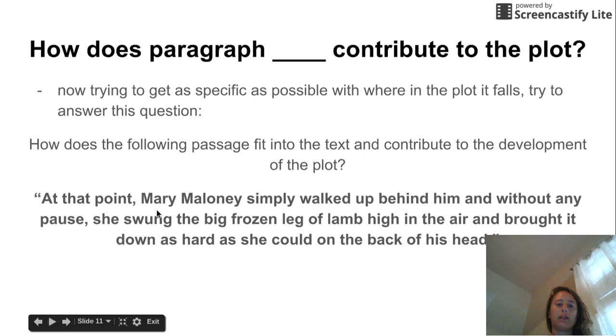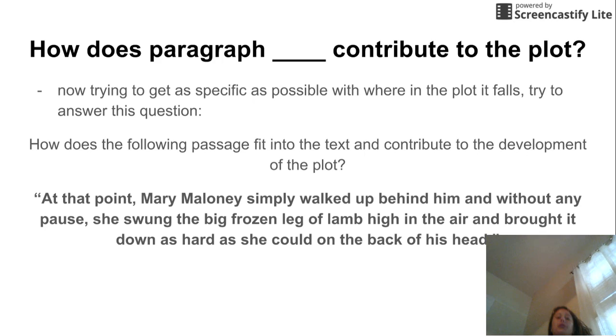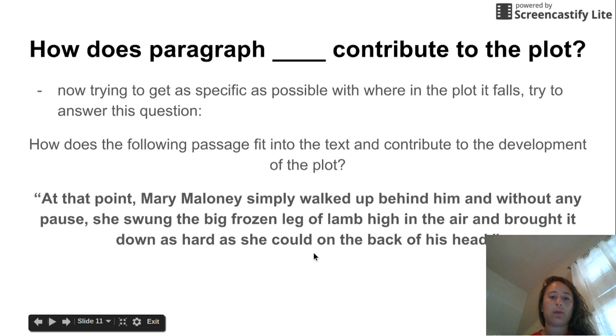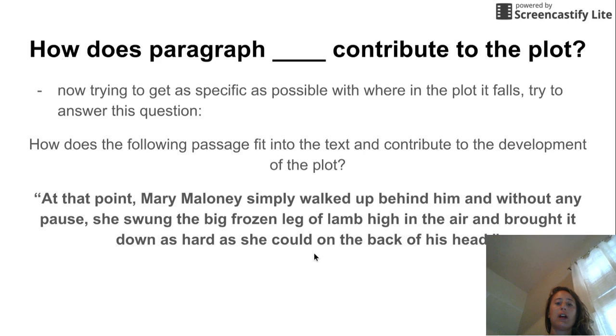At that point, Mary Maloney simply walked up behind him, and without any pause, she swung the big frozen leg of lamb high in the air and brought it down as hard as she could on the back of his head. So, see how specific that was? It marks the very beginning of the climax instead of just saying the climax. So if you want to, be as specific as you can.